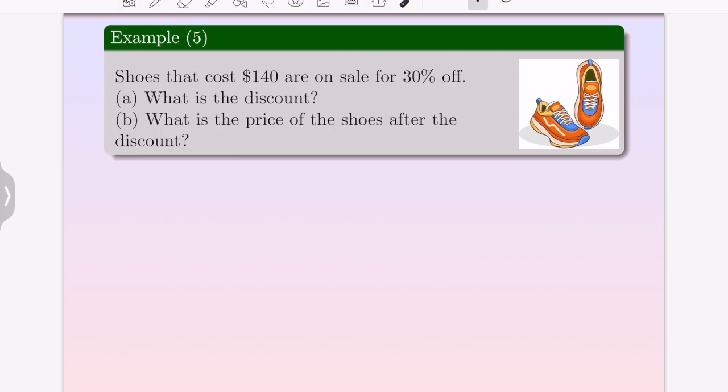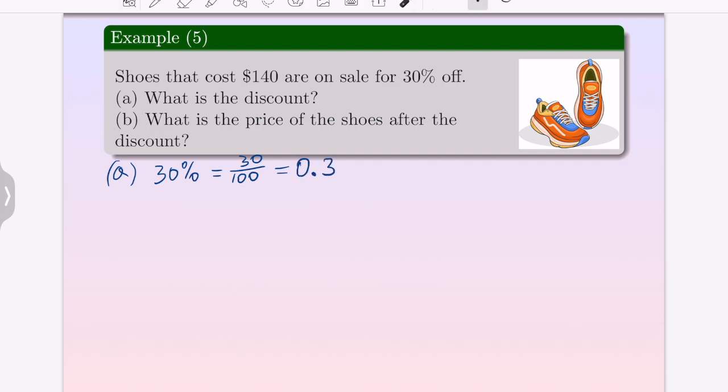Example 5. The shoes cost 140 and they are on sale for 30% off. What is the discount? What is the price of the shoes after the discount? So first we need to change 30% to decimal. So 30% changed to decimal, so it's 30 out of 100. Change to decimal, always out of 100. And in that case, we can type it on the calculator and we're getting 0.3.